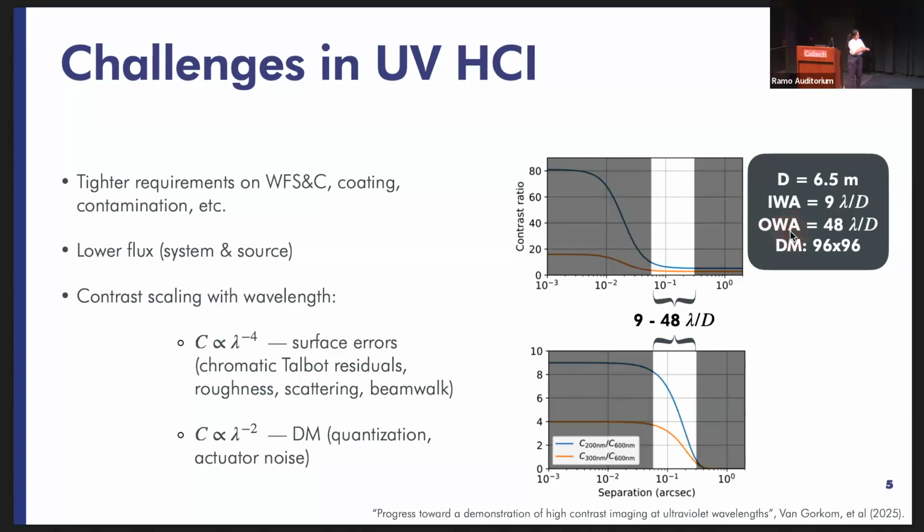If you look at the unshaded region in the middle, which is from 9 to 48 lambda over D, which is what we would have for a UV coronagraph, then the contrast ratios when you go from UV to the visible differ by only a few times, which means a UV coronagraph is probably not that difficult.